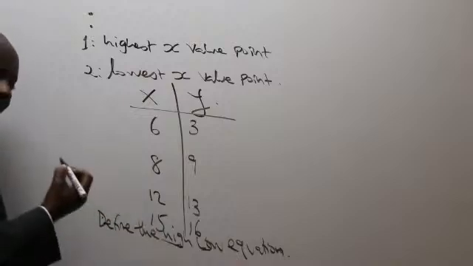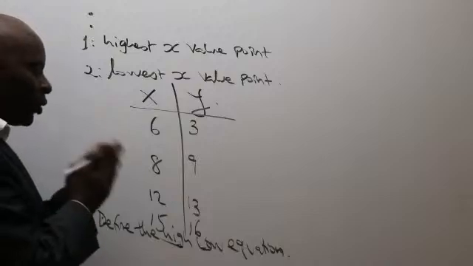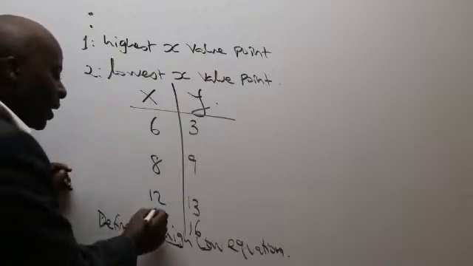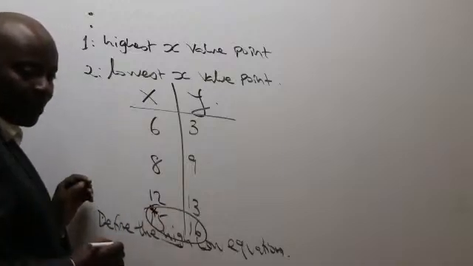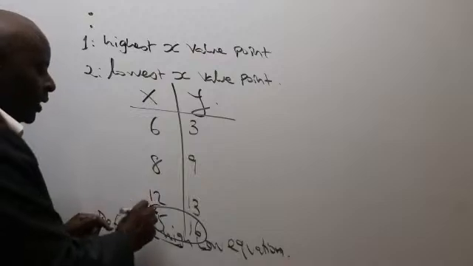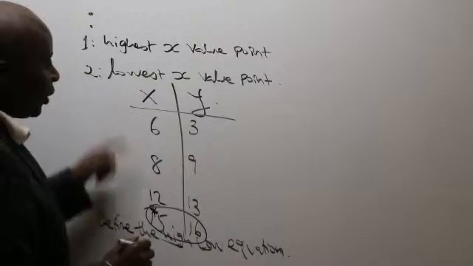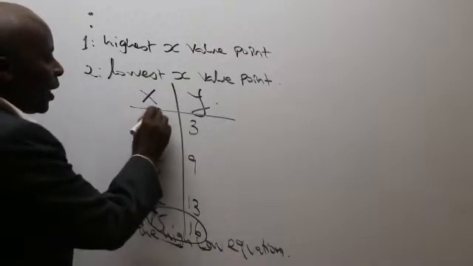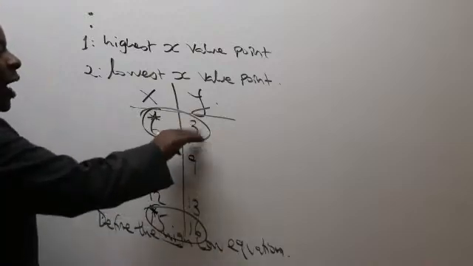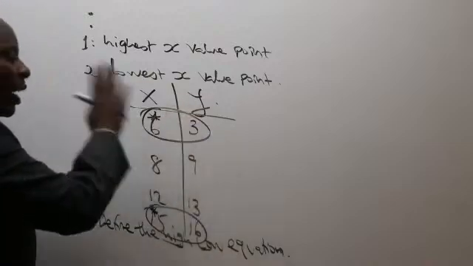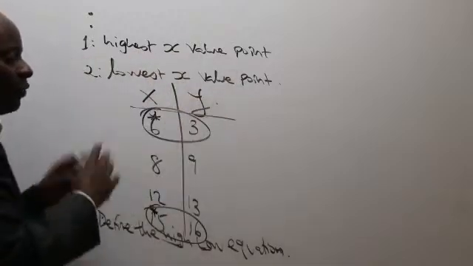Remember, when I'm choosing my highest point, I'm not even looking at what is happening with y. I'm only interested in the x. The highest x here is 15, but of course now I have to take it as a point. And then the lowest, what do we have here? The lowest is 6, and you take it as a point like that, without worrying whether y is the lowest. I'm only picking the highest x and the lowest x value point.